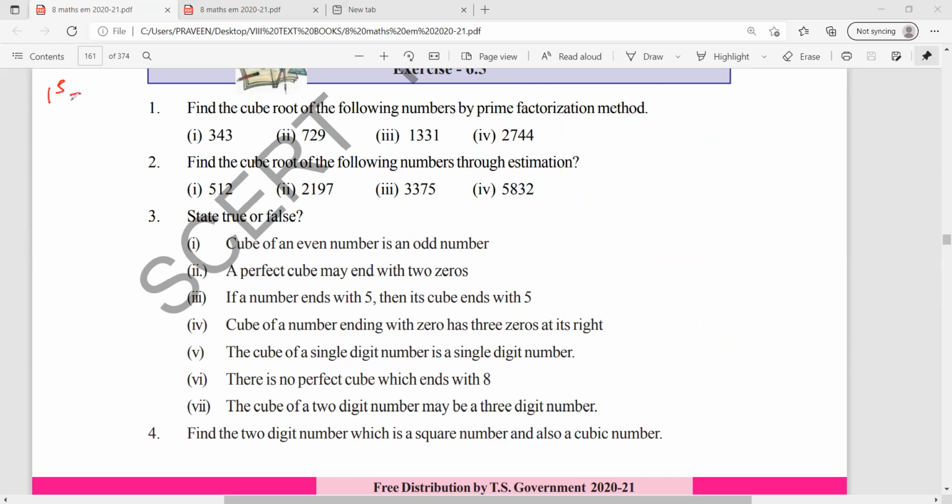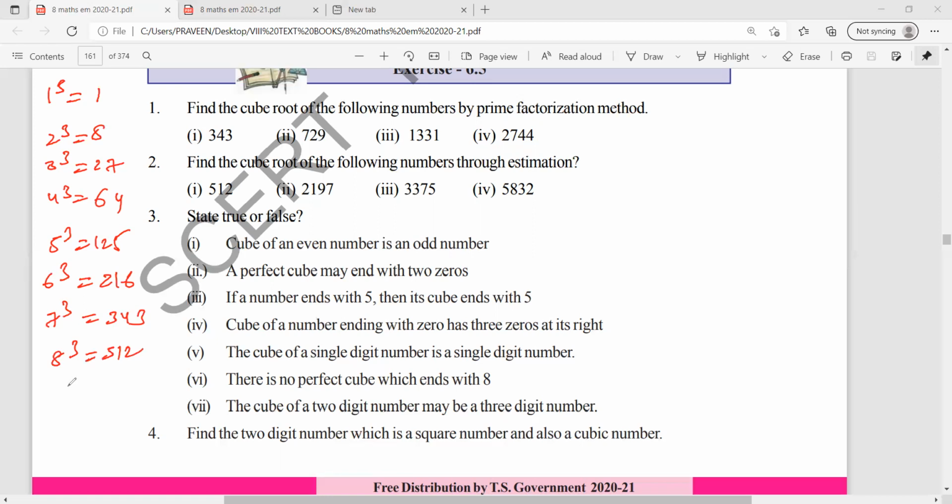What's 1 cube? 1. What's 2 cube? 8. What's 3 cube? 27. What's 4 cube? What's the value of 4 cube? You have to know it, right? 64. Good. 5 cube, 125. 6 cube, 216. 7 cube, 343. 8 cube, 512. Good. 9 cube, 729. 10 cube, 1000.